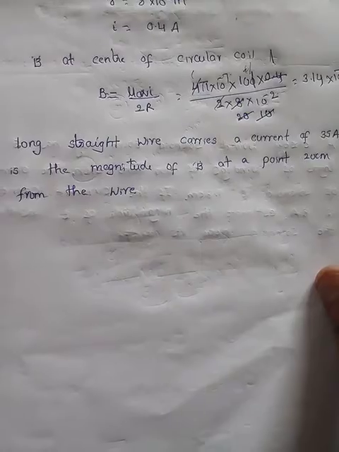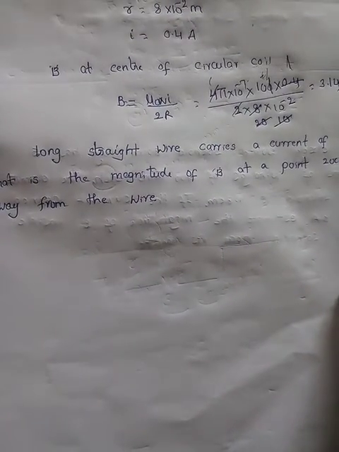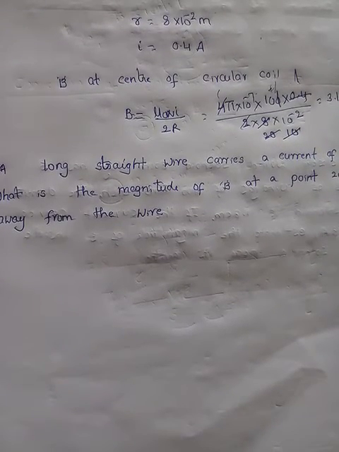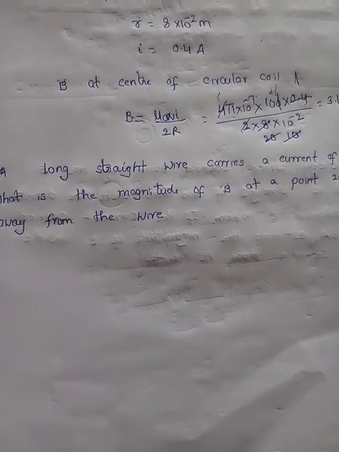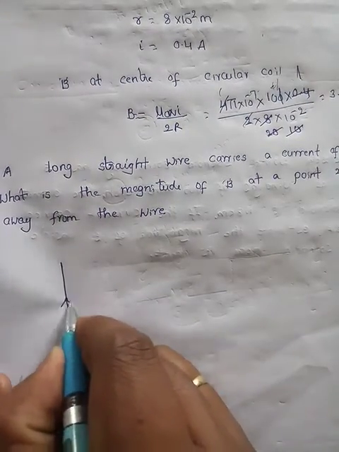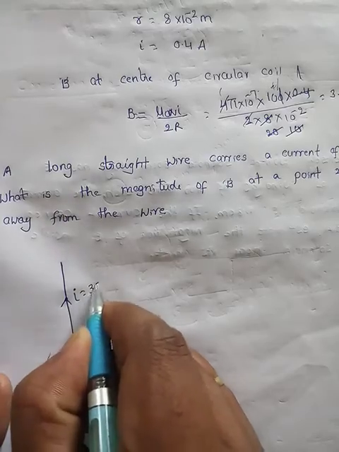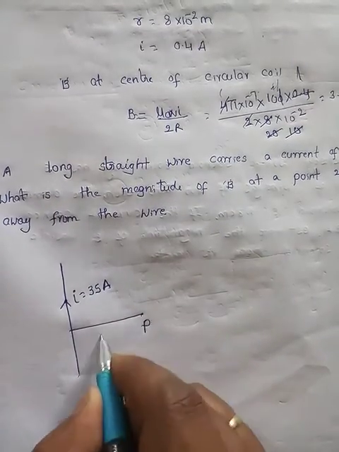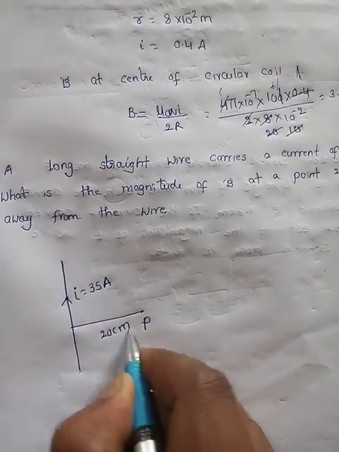A long straight wire carries a current of 35 amperes. What is the magnitude of magnetic field at a point 20 centimeters away from the wire? So there is a long straight wire carrying a current of 35 amperes. Let us take that. This is a current carrying conductor, carrying a current of 35 amperes. Let us take a point P, which is a distance of 20 centimeters.